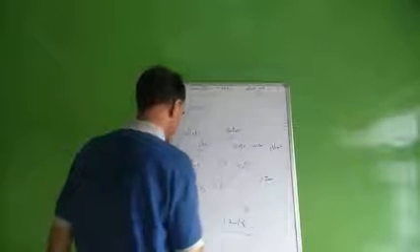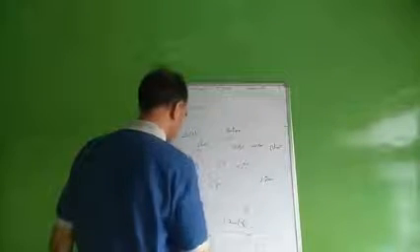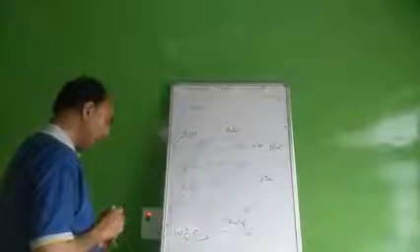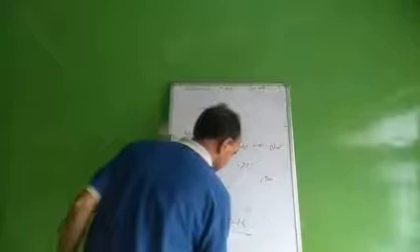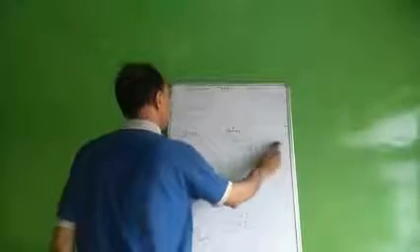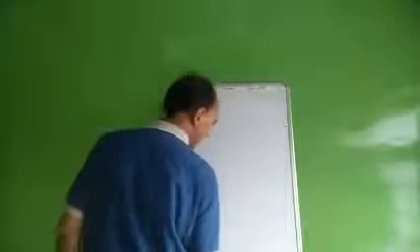Now the second type, WBC. WBC stands for white blood corpuscles, technically called leukocytes. You all know that the main function of WBCs is that they work like soldiers. They destroy the unwanted cells of our body.